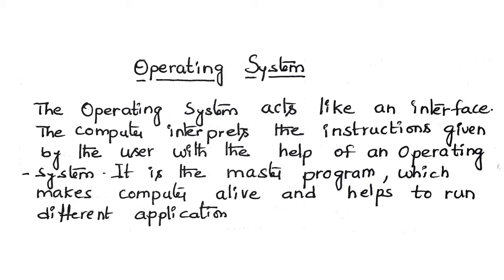Now, come to the definition of operating system. The operating system acts like an interface. The computer interprets the instructions given by the user with the help of an operating system. It is the master program which makes computer alive and helps to run different applications. Means the computer system acts as a central coordinator between hardware and software.